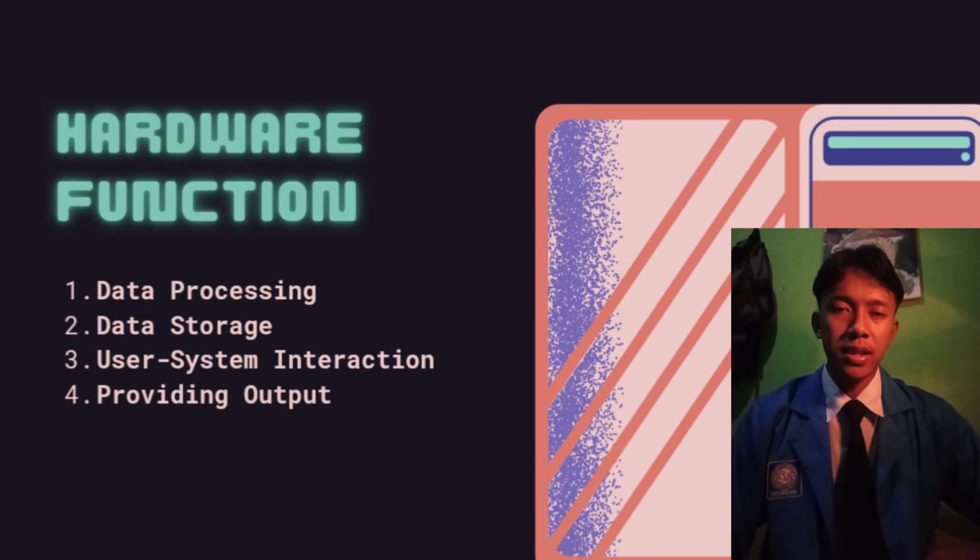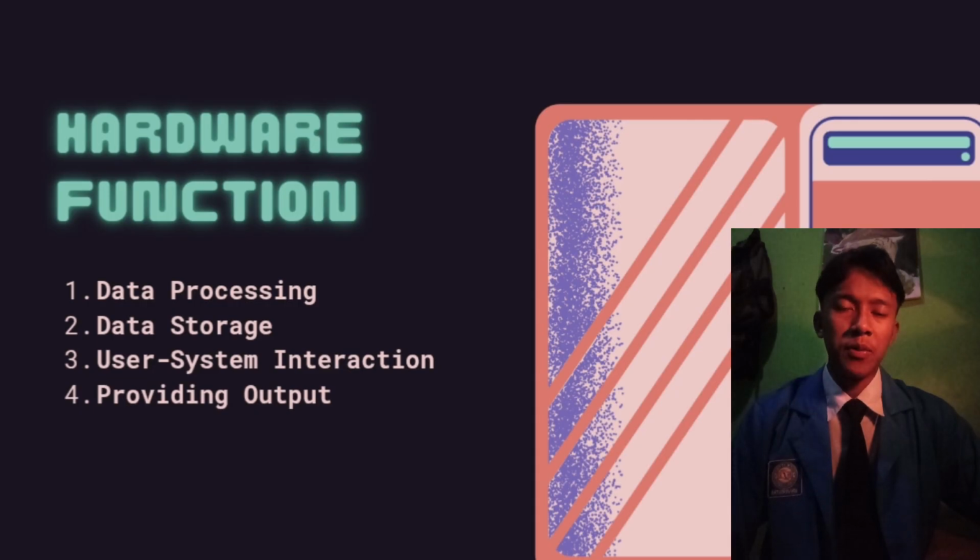Number 3. User system interaction. Hardware devices like the keyboard, mouse, and touchscreen facilitate interaction between the user and the computer system. This function allows users to input instructions and receive responses from the computer.